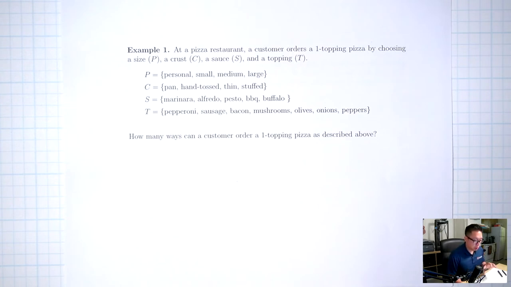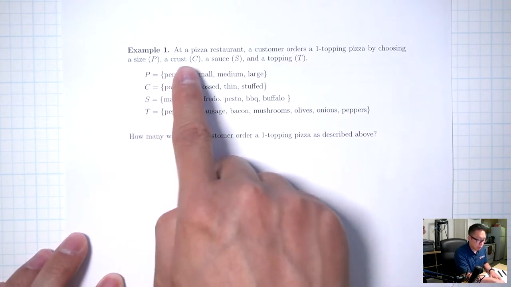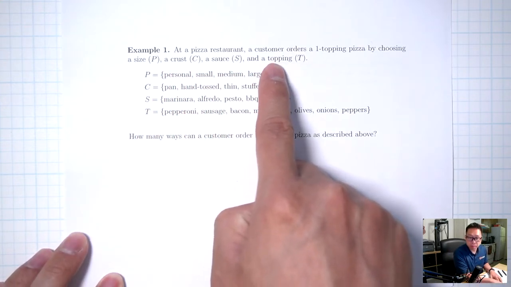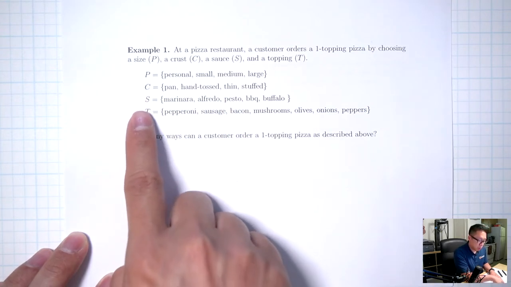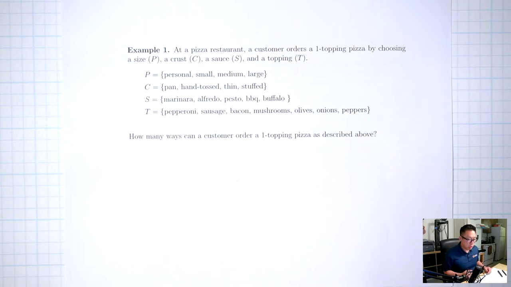Example one. So here we are at a pizza restaurant, and to order a one-topping pizza, a customer has to choose a size, a crust, a sauce, and a topping. Okay, and these are our options for size, options for crust, options for sauce, and options for topping. How many ways can a customer order a one-topping pizza as described above?